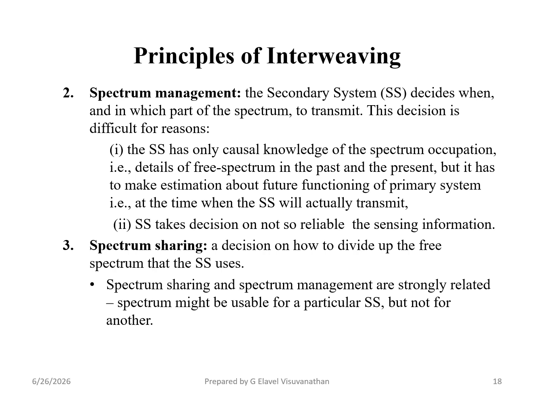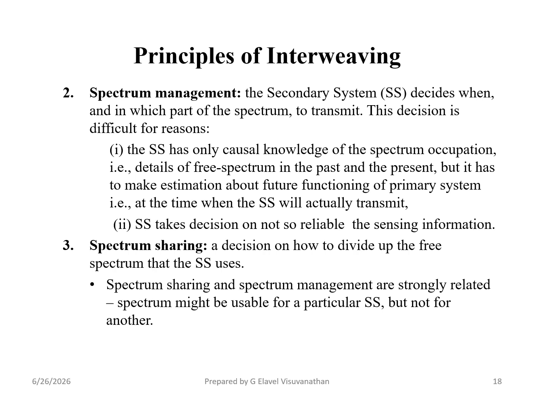Here we are going to see that the decision is difficult to reason. SS is nothing but spectrum sensing. The spectrum sensing has only casual knowledge of the spectrum occupation. Then spectrum sensing takes a decision based on not so reliable sensing information. So that was spectrum management. Even though the spectrum sensing is going to sense, it has only casual knowledge of the spectrum operation, and then it takes a decision which is not going to be reliable.